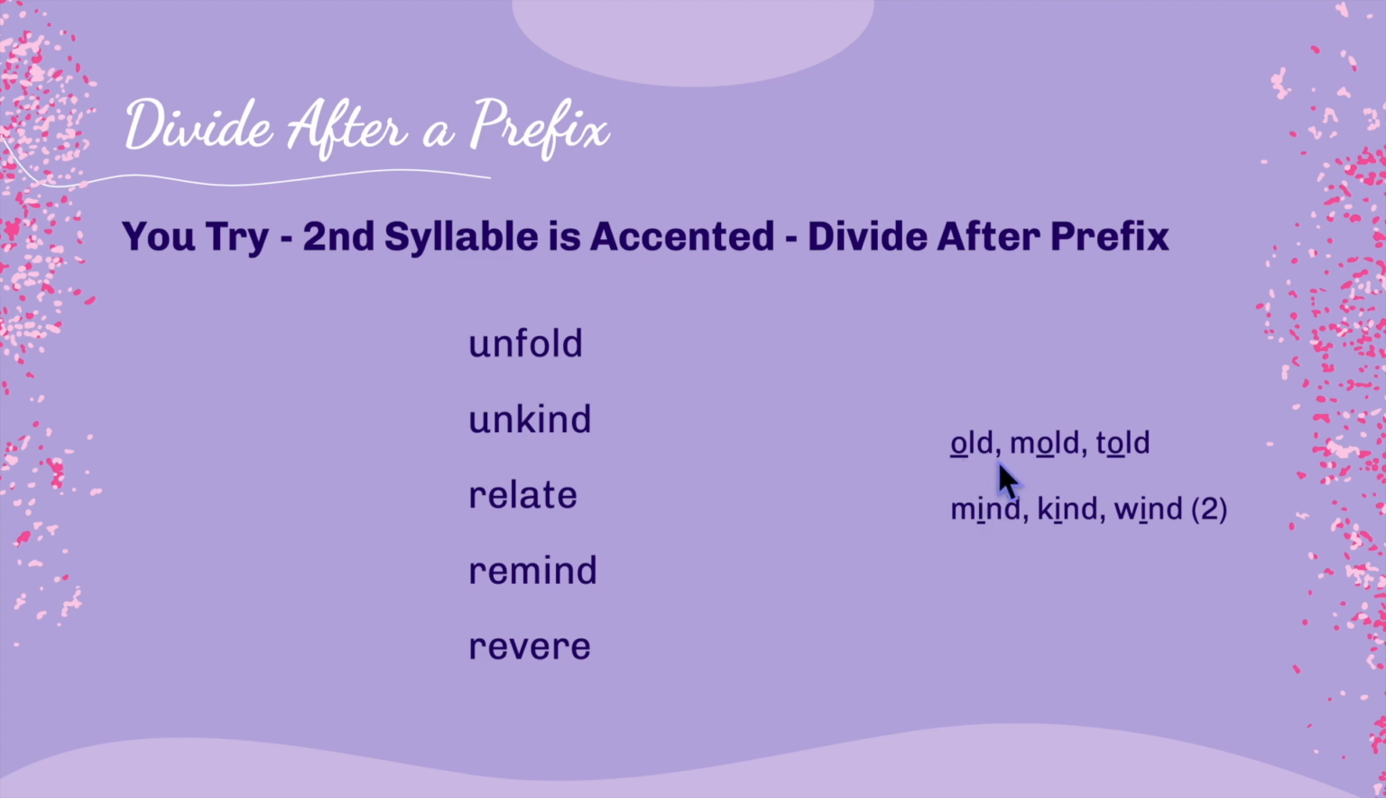Examples of OLD at the end of a root with a long O sound are like the words old, mold, and told. Mind, kind, wind. Note that this can also be the word wind. Did you split after un and after re? So we have unfold, unkind, relate, remind, revere.